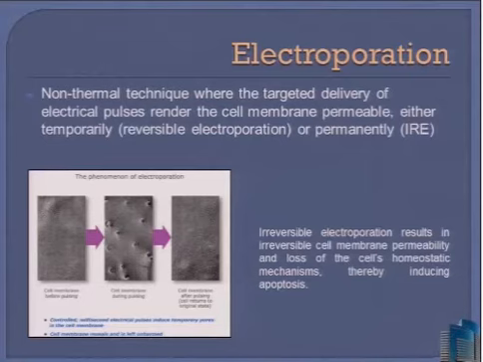This image summarizes the electroporation phenomena. This is the cell membrane before, during, and after pulsing. You can see that the cell membrane goes back to its original state after the pulsing. This is what happens with reversible electroporation. In the case of irreversible electroporation, the cell membrane pores become permanent, and there is loss of the cell's homeostatic mechanism, inducing apoptosis.